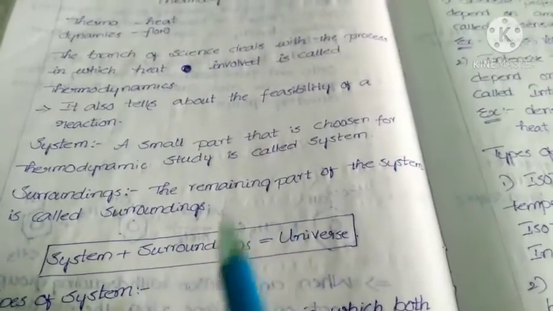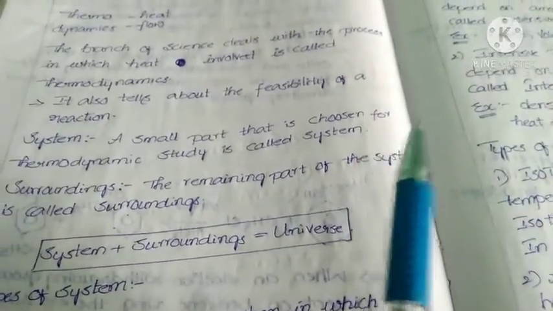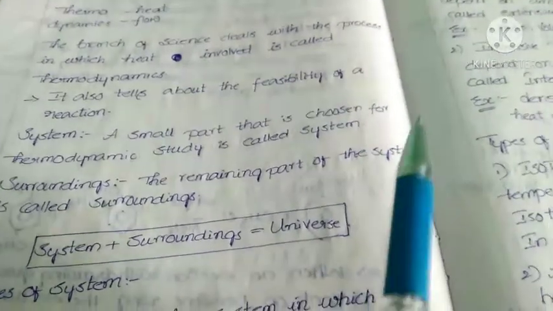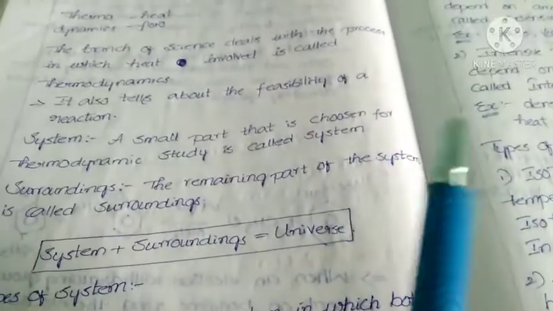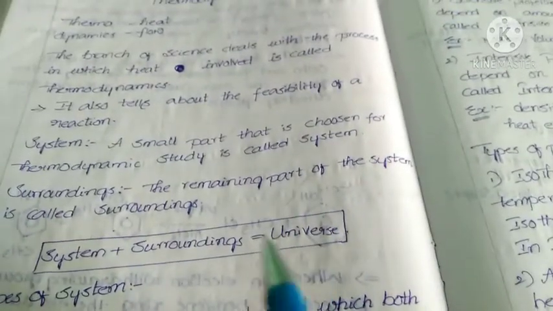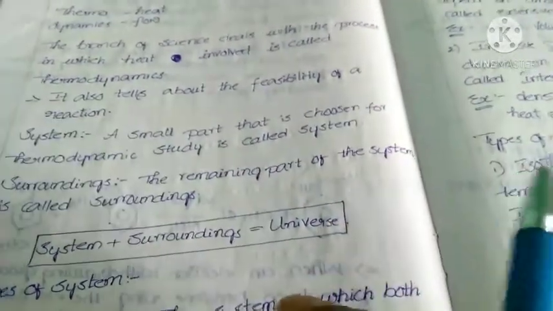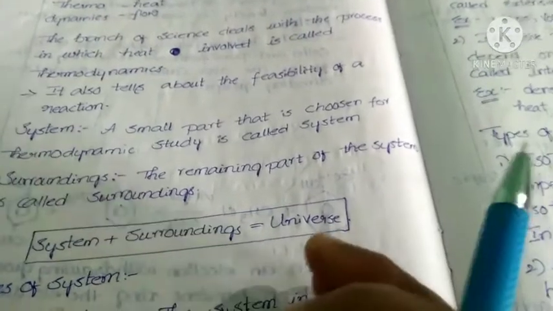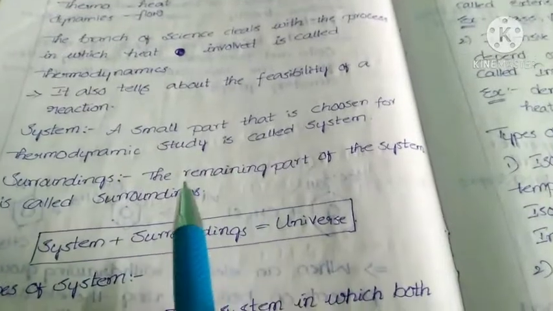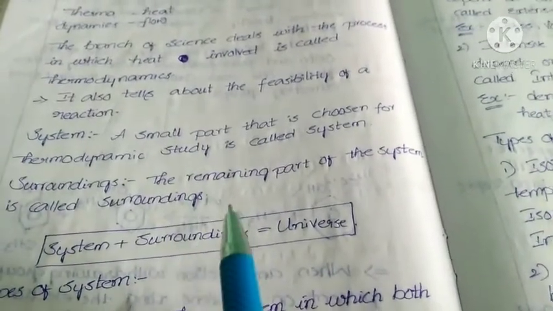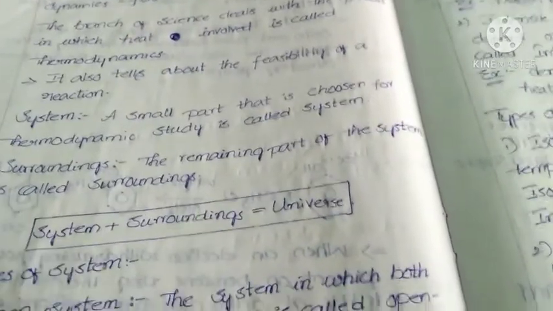If I am taking the class in one classroom, the blackboard is a system for the students. If you are reading a book in a class or in a room or in a house, that book is a system for you. So what is the definition of system? Anything which is under our observation is called system.